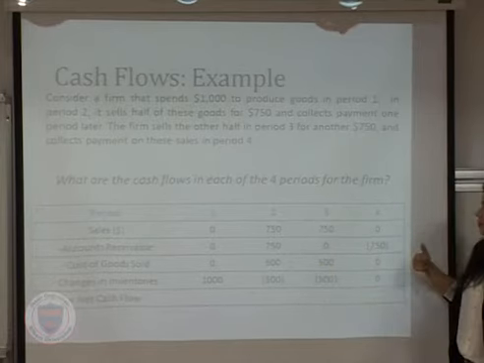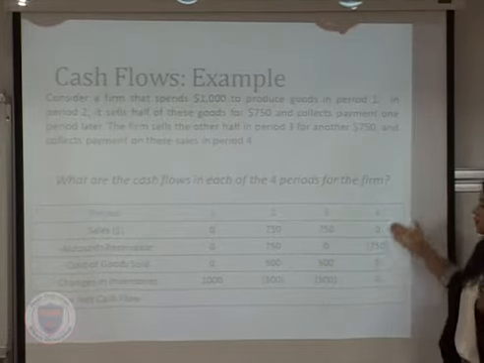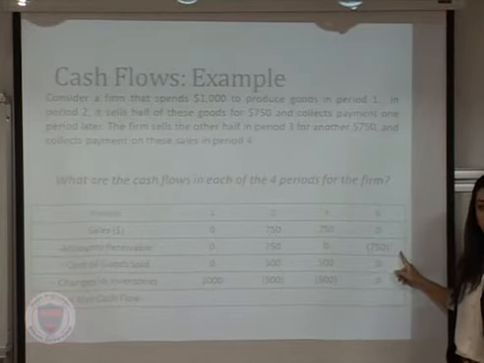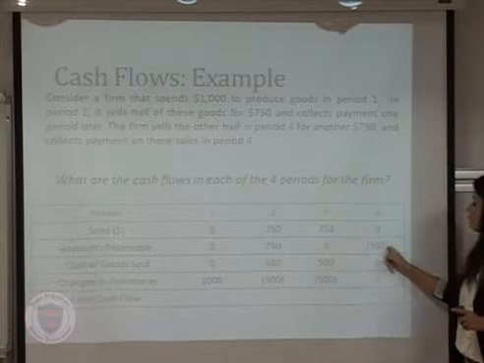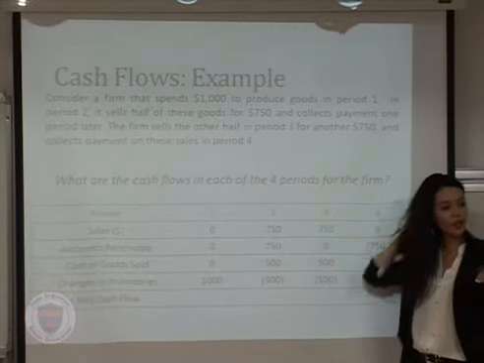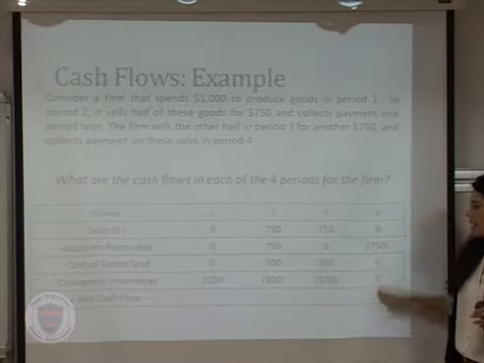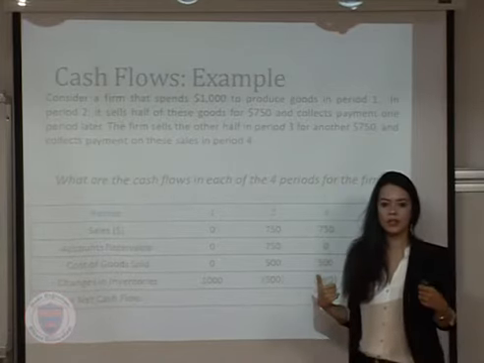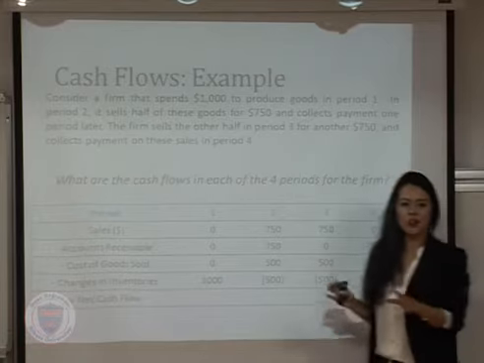The last period, you don't have any sales. But you need to collect your money for the sale you made in the third period. So you got that 750. You reduce your account receivable by 750. And is there a cash inflow? Yes, you got the remaining money. So that's the idea.